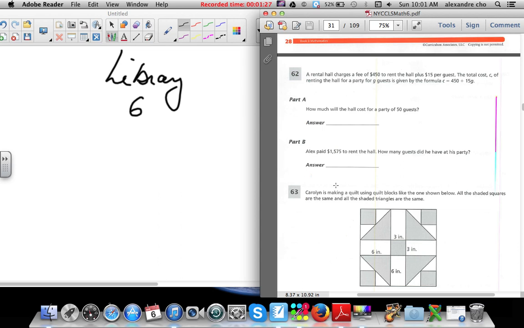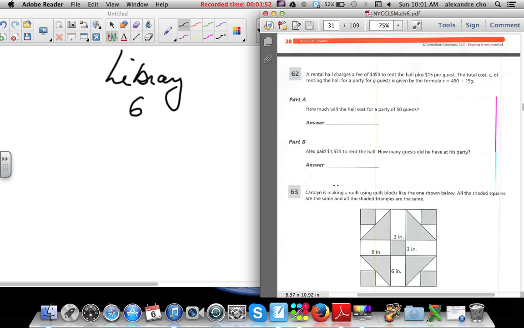62. A rental hall charges a fee of $4.50 to rent a hall plus $15 per guest. The total cost C of renting the hall for a party for G guests is given by the equation C equals $4.50 plus 15G. Now, we've done these in class. Remember, it's almost like that question where you rent a gym for a dance and you charge $5 per guest that we did in class.